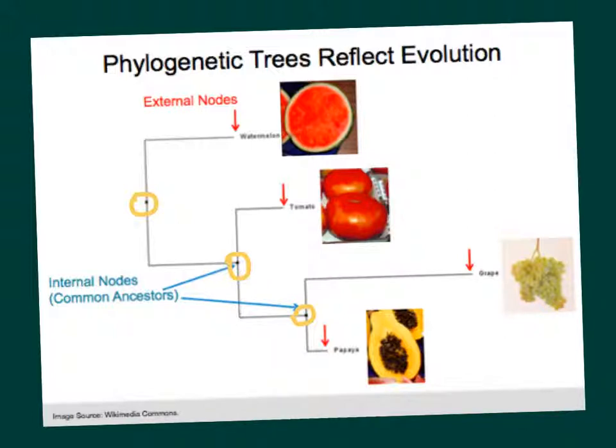Now remember, these black dots do not mean that a tomato evolved from a watermelon. It means that they possess a common ancestor. So be very careful to avoid that common pitfall of misinterpreting a phylogenetic tree. The point of this lesson for you this week is to perform a multiple sequence alignment and create a phylogenetic tree. You're going to use the organisms from last week's assignment.